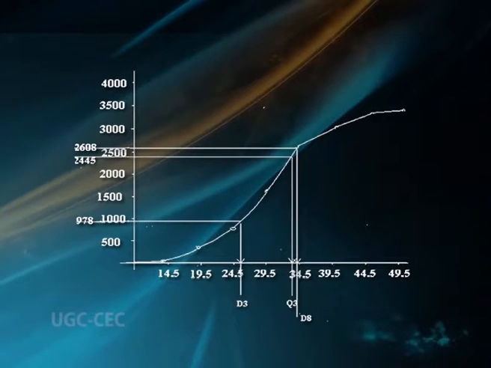Graphically, we can locate these values as follows. The graph gives the location for D3, D8 and Q3 approximately as 25.5, 34 and 33.5. The precision can be improved by drawing the ogive accurately to scale.